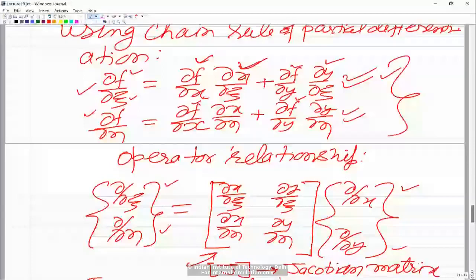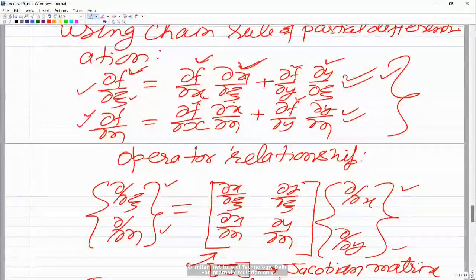Hello? Do you understand now how these derivatives are written? Yes, sir. Because f is a function of x and y, and x and y are functions of xi and eta. So when we want the derivative with respect to xi, we differentiate f with respect to x, x with respect to xi, plus f with respect to y, y with respect to xi. That becomes the total derivative with respect to xi. And the same thing is written for eta.